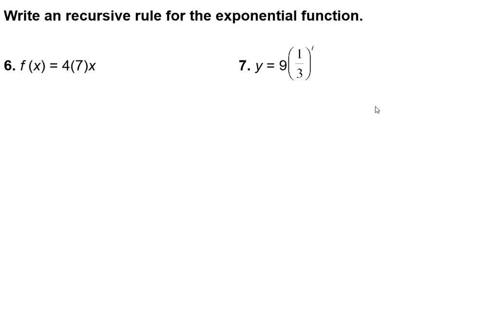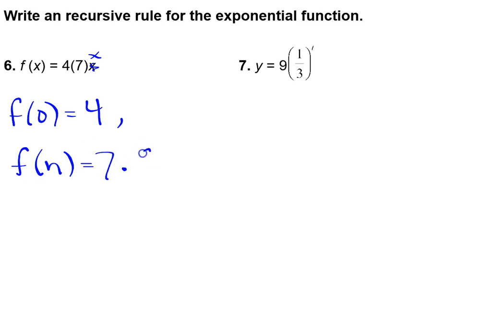Okay, let's practice this skill. We're going to write the recursive rules for these. So we start out with f of 0 equals a. And this should be an exponent. So what's a? 4. And I'm going to write it underneath it. F of n equals 7, r is 7, times f of n minus 1. So to find a number in the sequence, we do 7 times whatever number came before it.